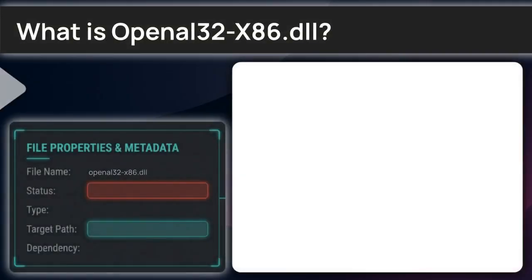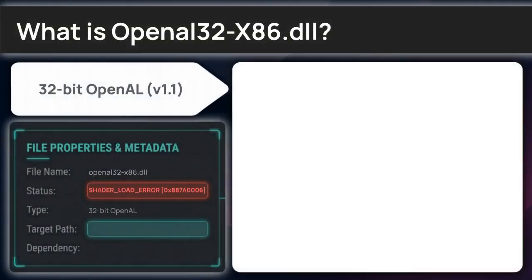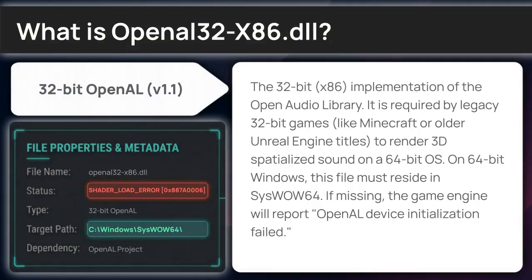This is the OpenAL Library 3286, the 32-bit x86 implementation of the OpenAL Library. It is required by legacy 32-bit games, like Minecraft or older Unreal Engine titles, to render 3D spatialized sound on a 64-bit OS. On 64-bit Windows, this file must reside in syswow64. If missing, the game engine will report OpenAL device initialization failed.